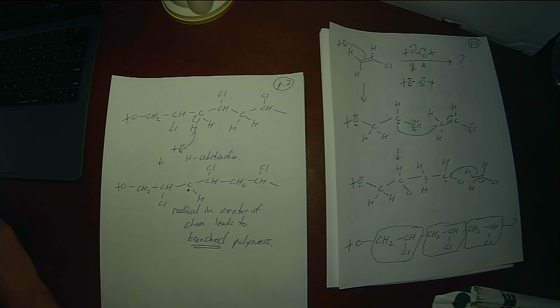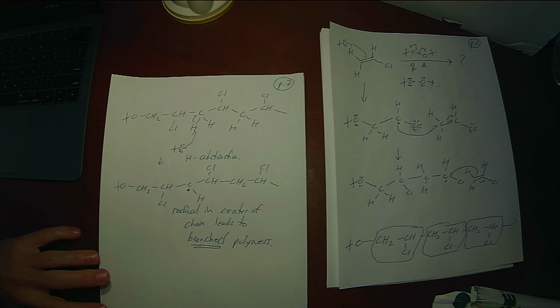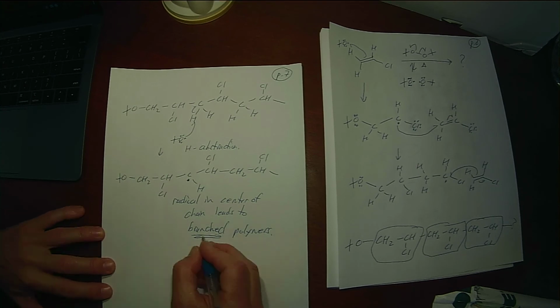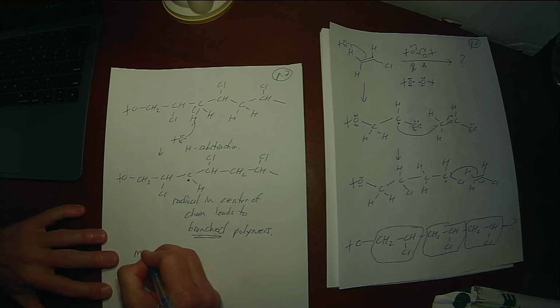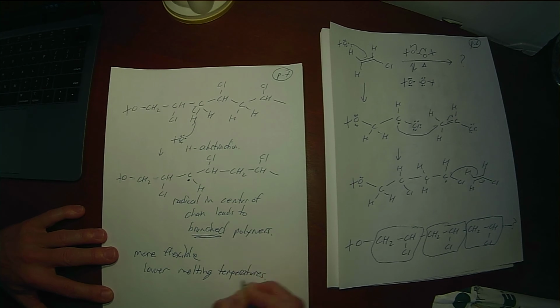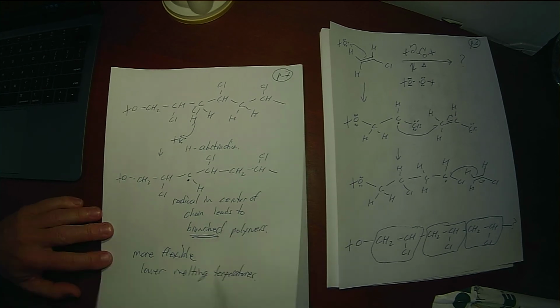There are some situations where you might want a branched polymer, but usually you don't want a branched polymer. Usually you want your polymer to be nice and linear, because that's what gives it the high molecular weight and the uniform properties that cause it to be commercially desirable. Right? Branched polymers are usually more flexible, with lower melting temperatures. Right, and other different physical properties.